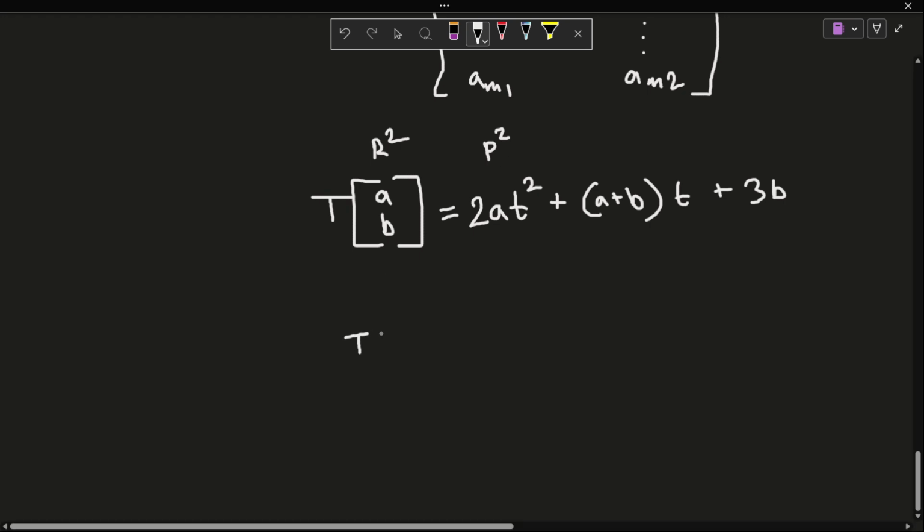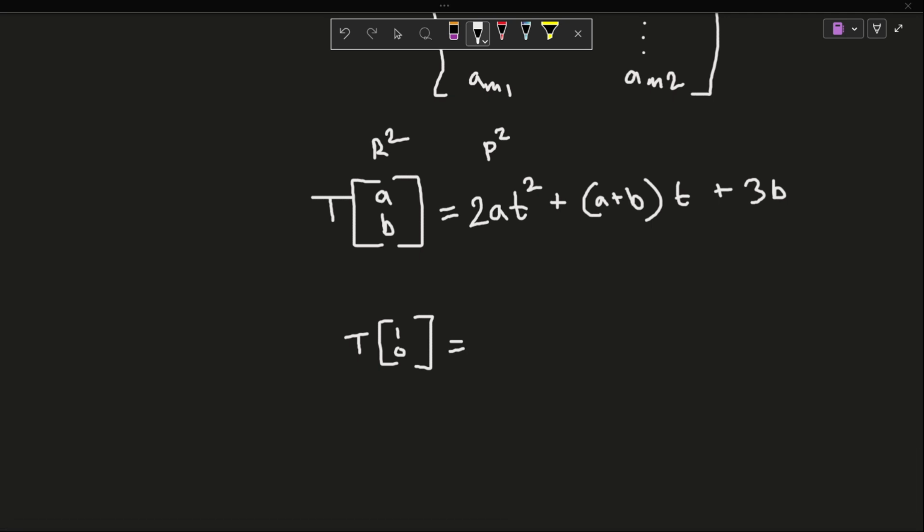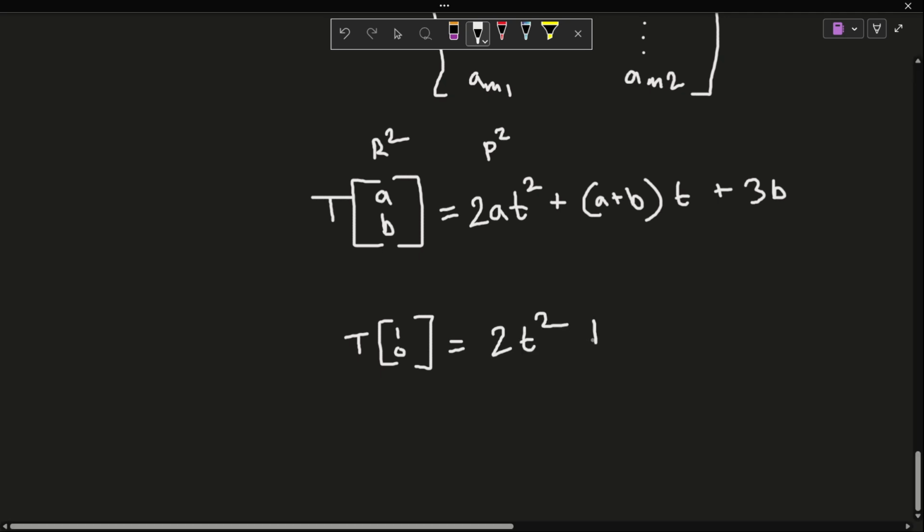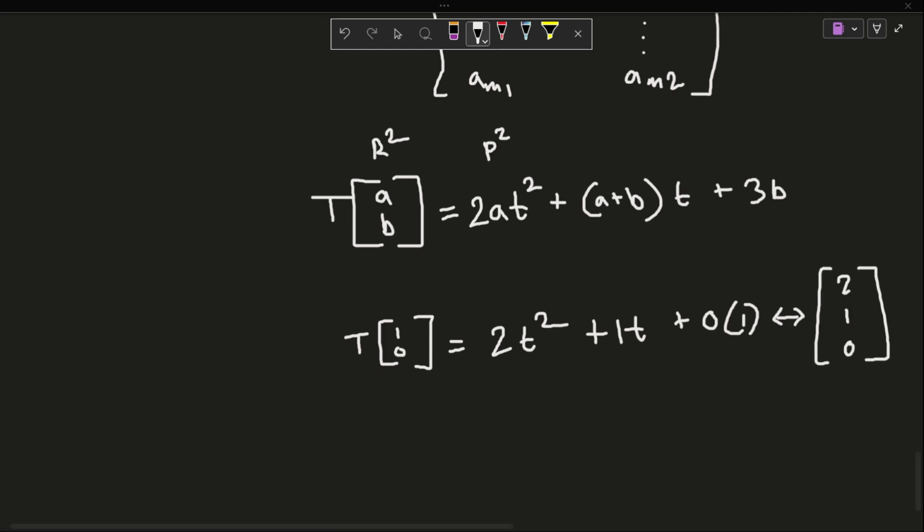So we're going to say that T of (1, 0) is going to equal, since we're given our transformation, 2 of t squared plus 1 of t plus 0 of 1. And if we make our coordinate representation, that's just going to be (2, 1, 0) with respect to, let's call the standard basis for P2 C. So this is going to be with respect to C.